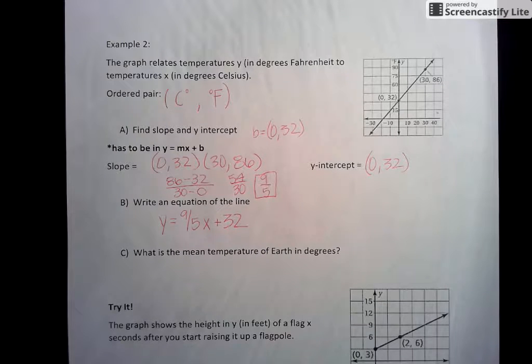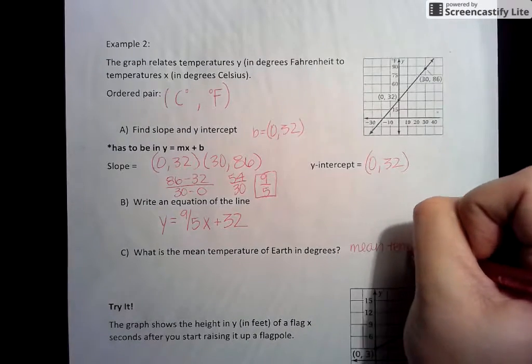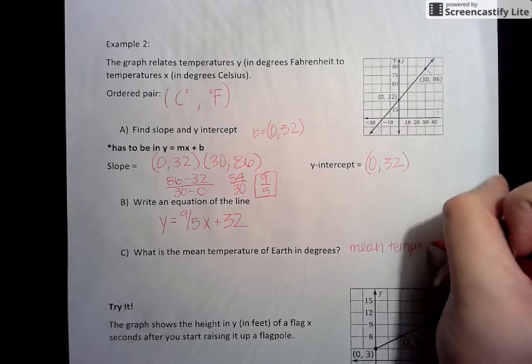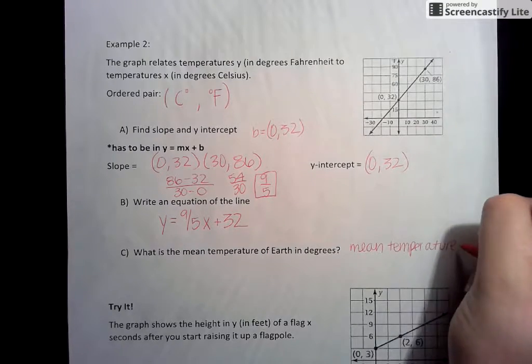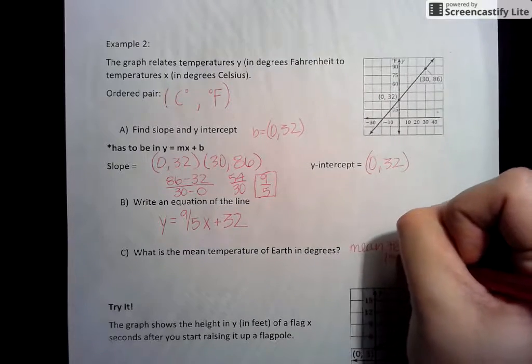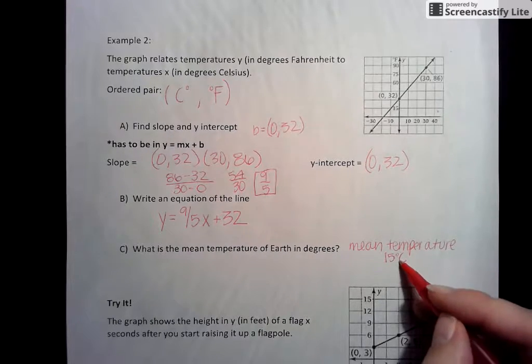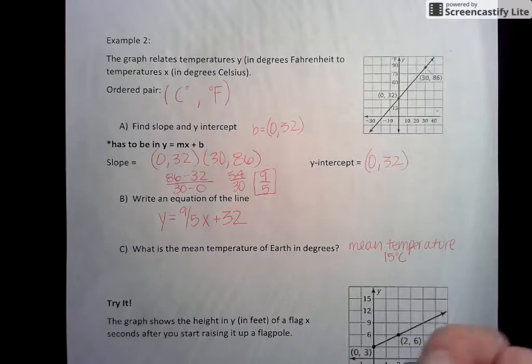Now it says, what is the mean temperature of Earth in degrees? Well, we need to know what the mean temperature is, and if you look that up, the mean temperature is going to be 15 degrees Celsius. We know that 15 degrees Celsius is going to stand for our x value.